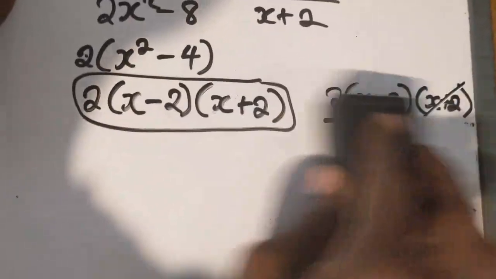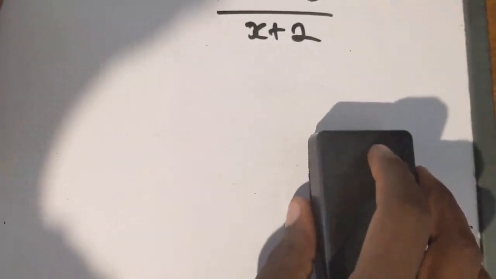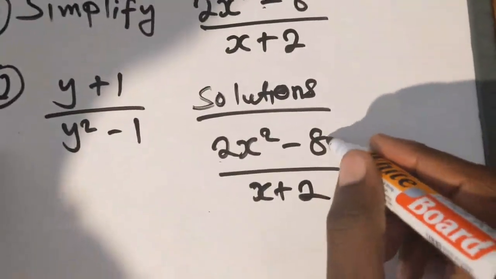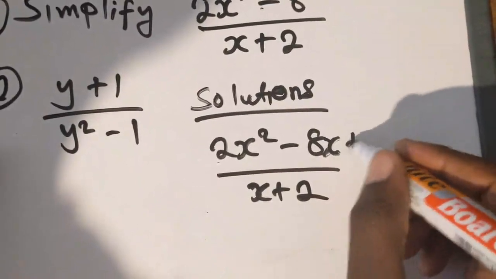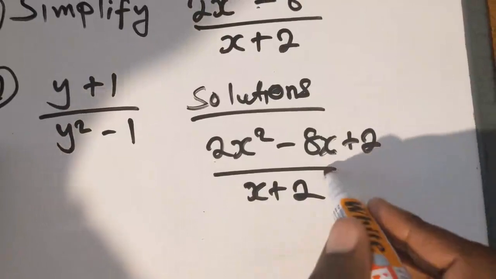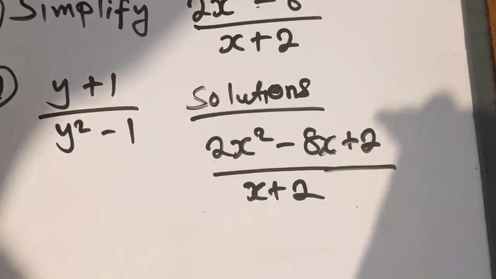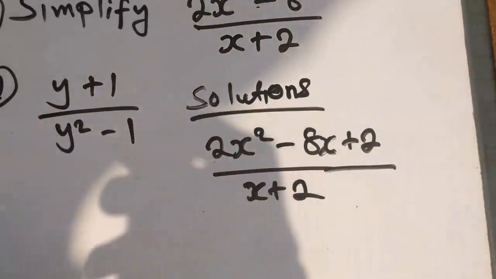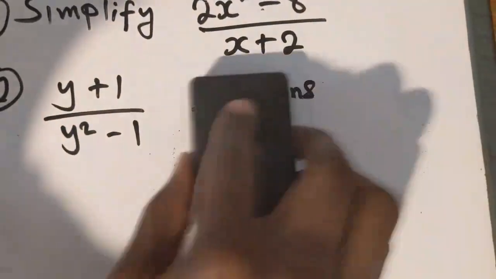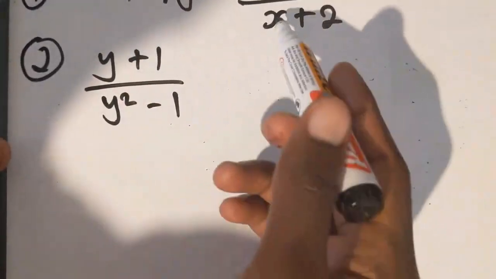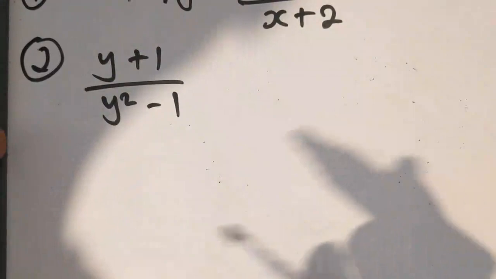I'm sure you've understood. This question is coming. I said one of them is coming. Sometimes they will give you a quadratic equation up here, something like this, say x plus 2, and ask you to simplify this. It is just a matter of factorizing what is up here, then you divide by this. That is what you are supposed to do. Let's solve this other question. It might come like this, or like that, or they might bring a quadratic equation.